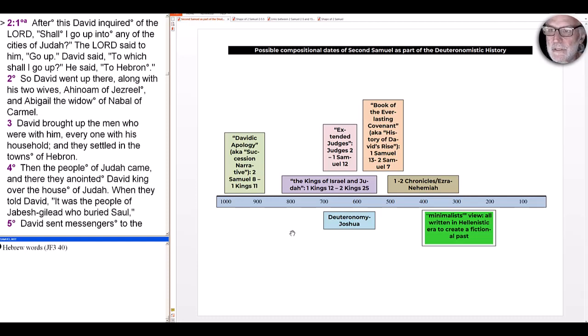So we'll continue with looking at chapter 2 as David inquires of Yahweh what he should do, and the story unfolds from there. See you for that next time.